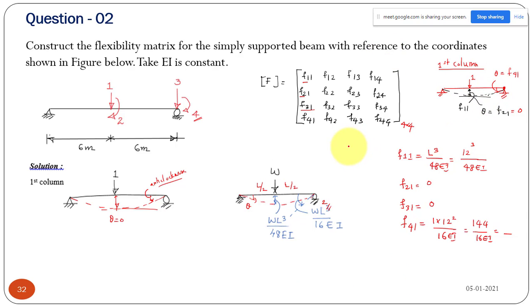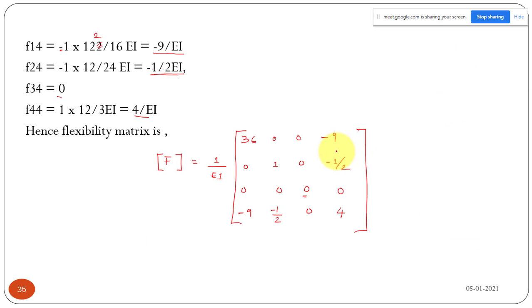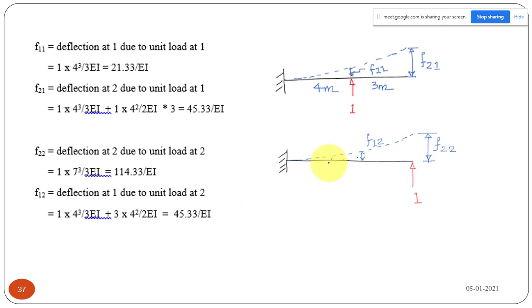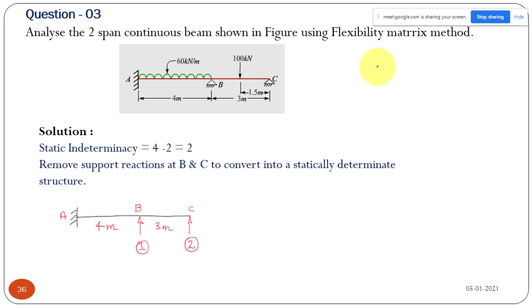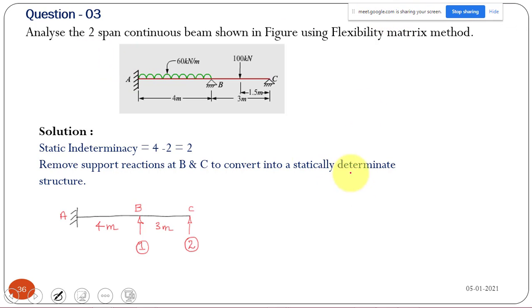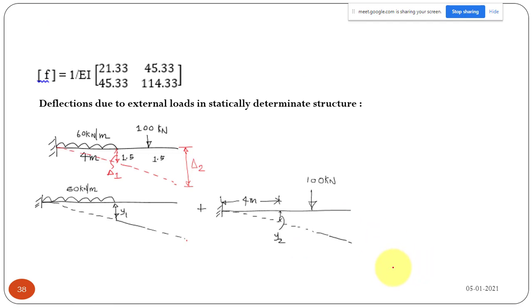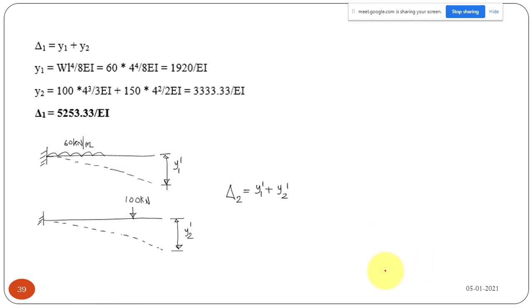After that we'll go for one question analysis. A continuous beam will be given, and I will give the solution. You can go through that. Maybe today I cannot complete it, but we will start it. It is not difficult. You can do it up to the flexibility matrix, and after that we will discuss in the next class.